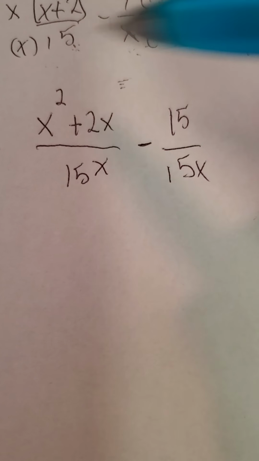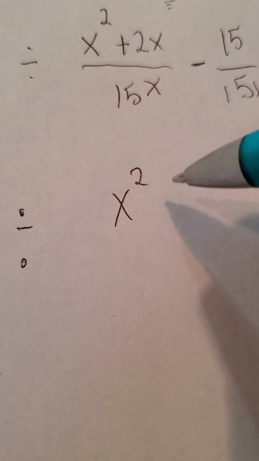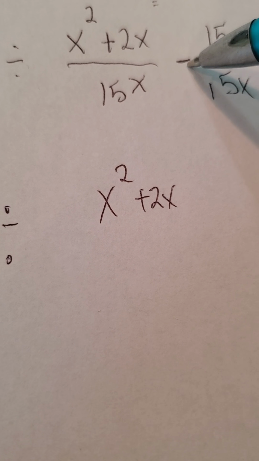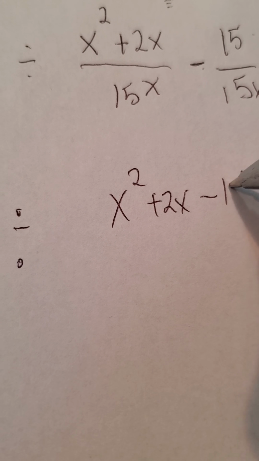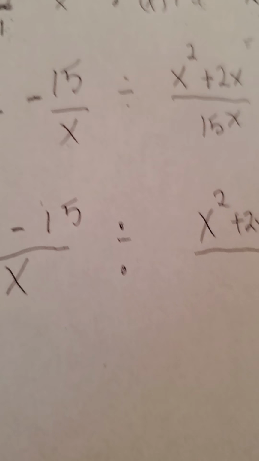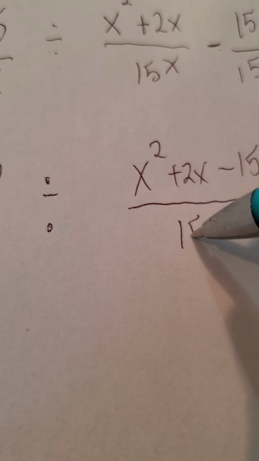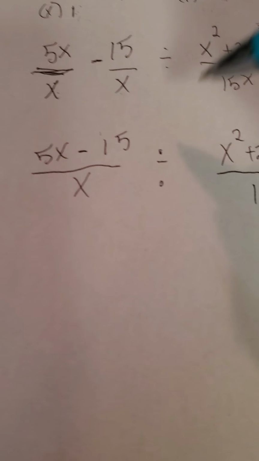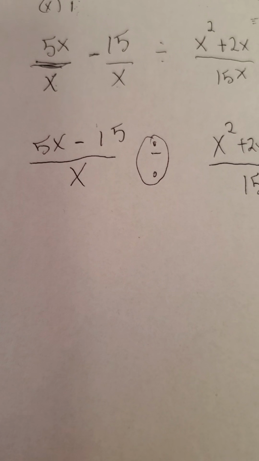Now that the bottoms are the same, I'm going to go ahead and put these guys together. So numerators here, x squared plus 2x, and then I'm going to combine the minus, minus 15, all over your LCM. Problem number 2, check. Now we go ahead and take a look at this symbol.